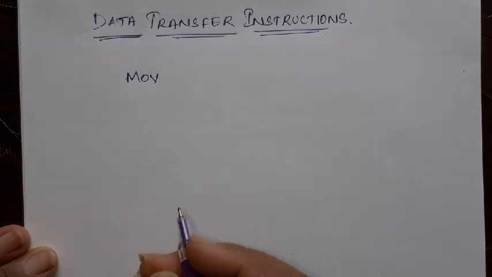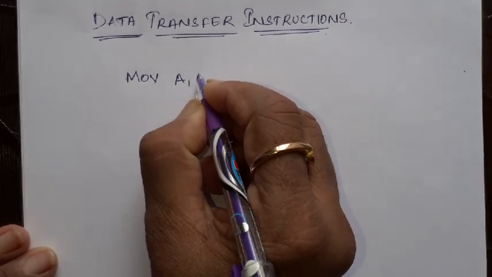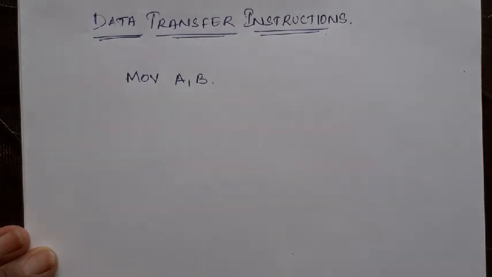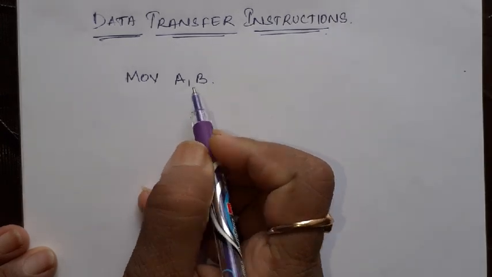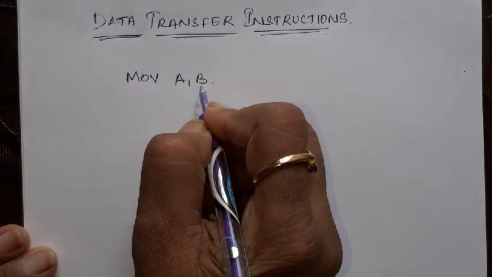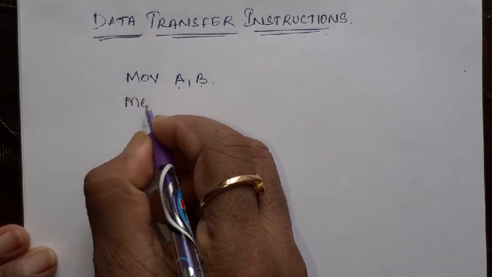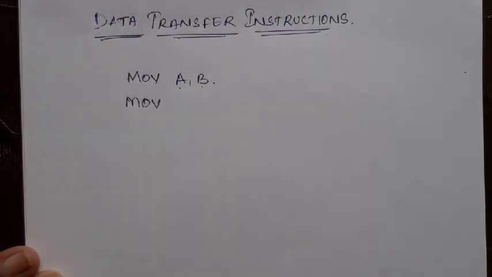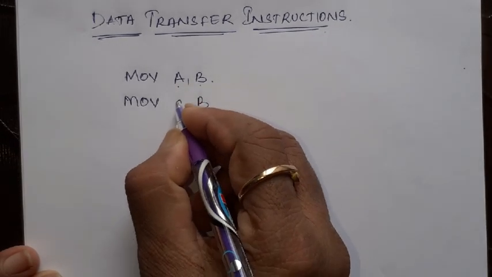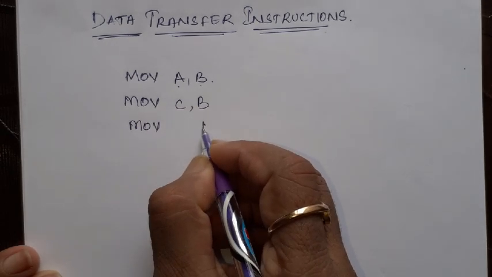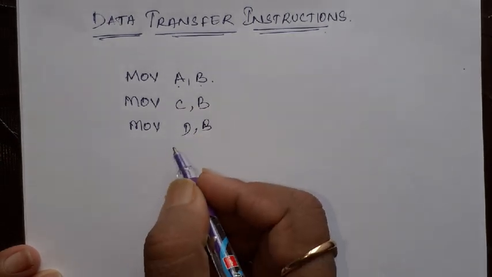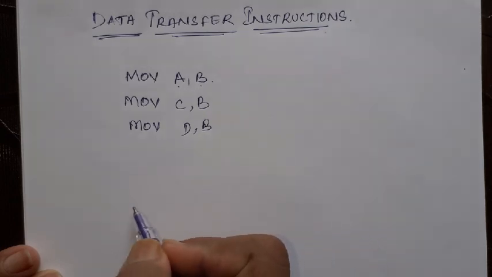So let's see that. MOV A, B. Here this is the transfer between the two registers which are present inside the processor. With the execution of this instruction, the contents of B register will be copied to A accumulator. Like this we have different combinations of registers like MOV C,B, MOV D,B, E,B, H,B, L,B, and so on.